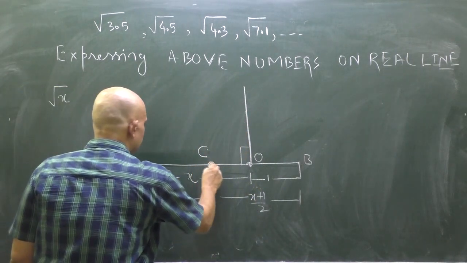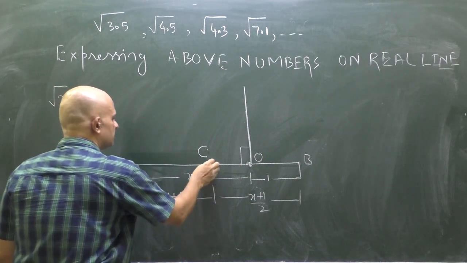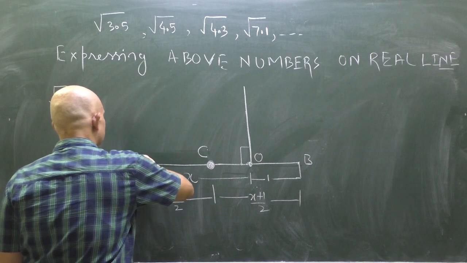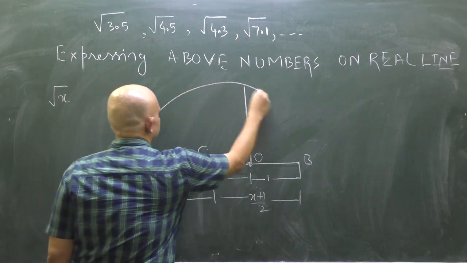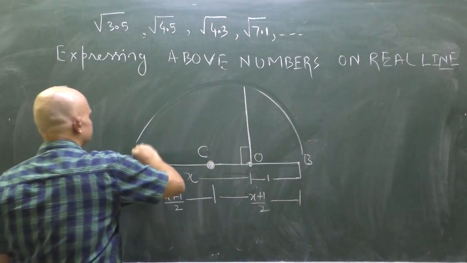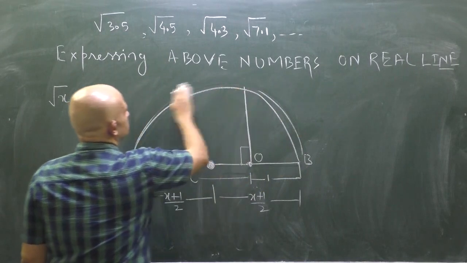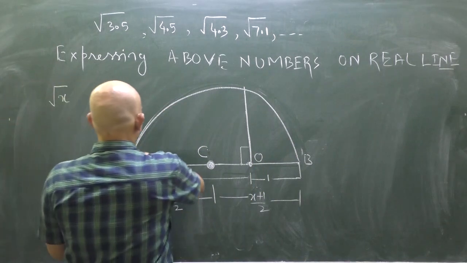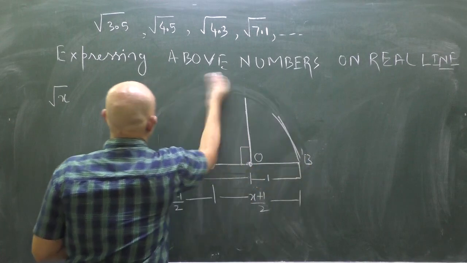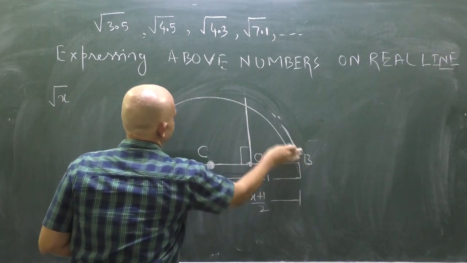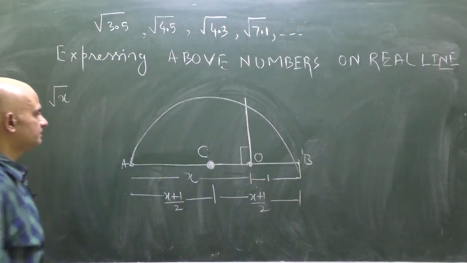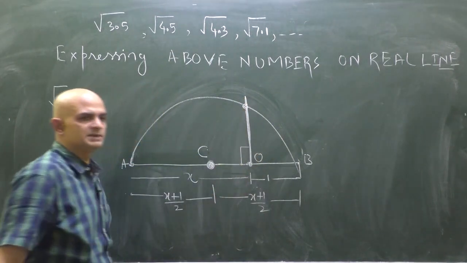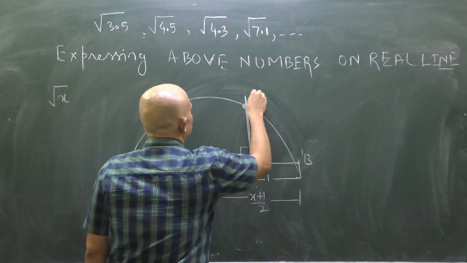Draw a circle keeping C as center and AC as radius. We shall find a circle like this. This is the circle, and where this line intersects this circle, let this point be capital D.